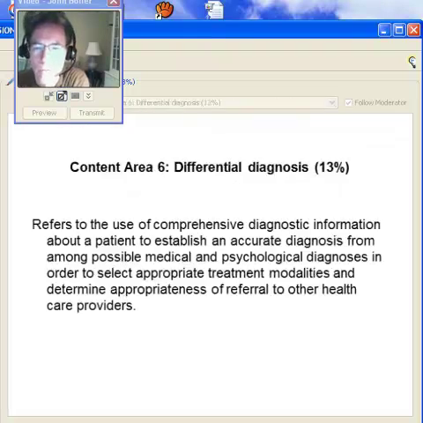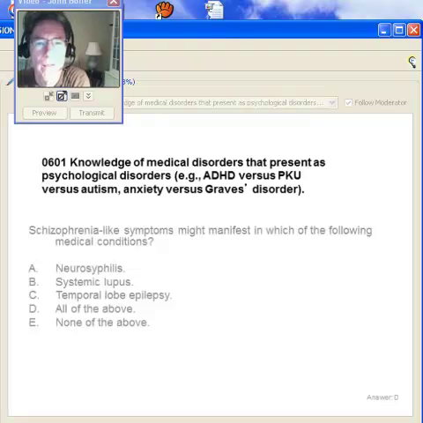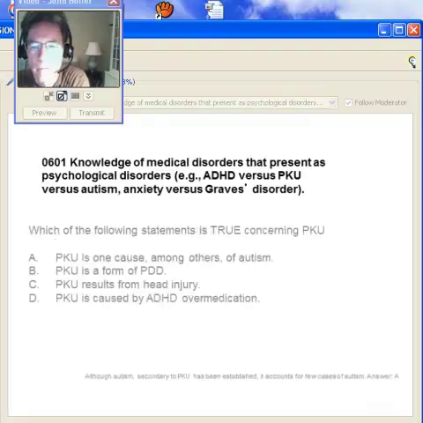This is differential diagnosis, so we're looking at the diagnostic information about a patient to establish an accurate diagnosis from among possible medical and psychological diagnoses in order to select appropriate treatment modalities. So stick with DSM-4 for any diagnosis right now, okay? Because they couldn't possibly be ready for 5, because 5 is not even fully done yet, unless somebody's seen a printed manual yet. Has anybody? I haven't. No, I don't think anybody has, so you don't have to worry about that, right? And then it would be a year or 2 before that would catch up.